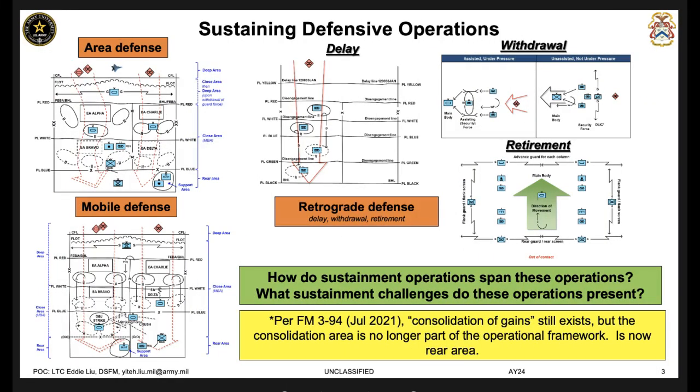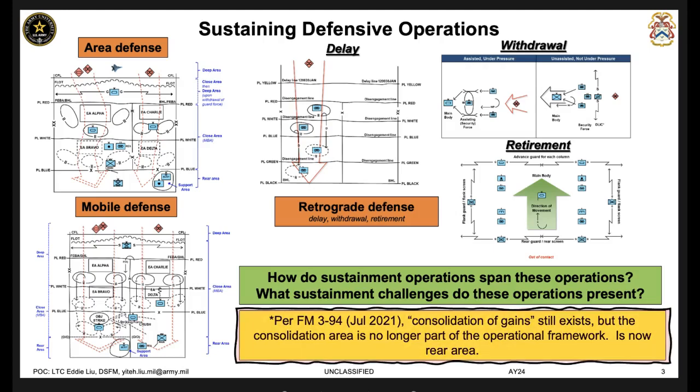Sustaining defensive operations requires understanding the methods and procedures found in the area defense, mobile defense, and retrograde defense, as well as the sustainment challenges across these operations. During this lesson, it is important to compare and contrast how sustainment operations may vary during planning and execution.